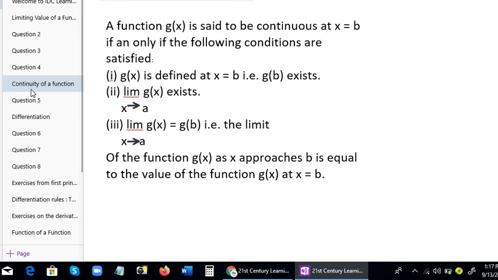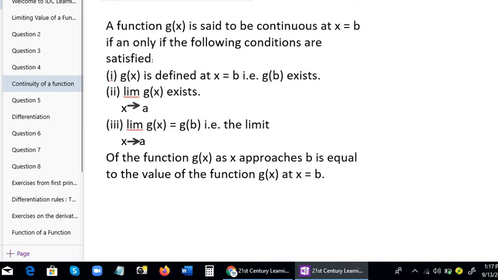Now we are going to look at continuity of a function. Before solving questions on continuity of a function, I want you to know that there is a condition that must be met before you can say that a function is continuous. Here I said a function g of x is said to be continuous at x equals b. Look at the conditions that must be satisfied.